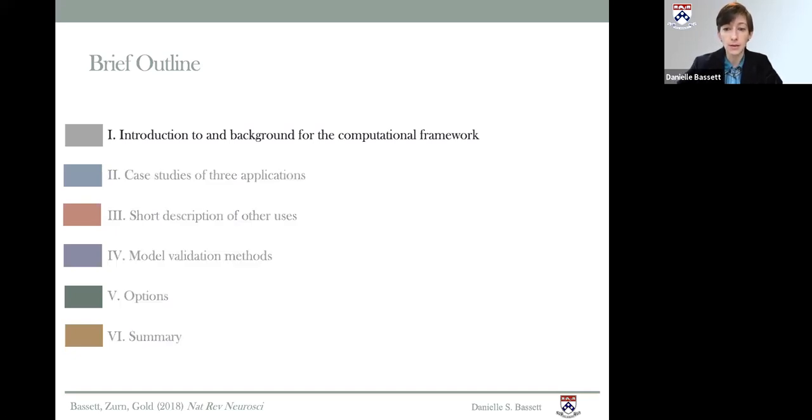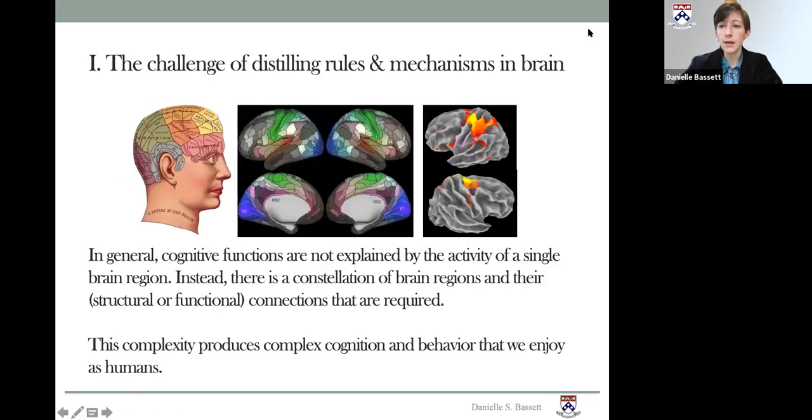So I'd like to begin with the introduction and some important background. I think that will help to provide context for the case studies that I'll then describe. I think in neuroscience, it's absolutely true that there is one fundamental challenge. And that fundamental challenge lies in distilling the rules and mechanisms that have constructed the brain and explain its function and its dynamics, both for humans and for non-human species.